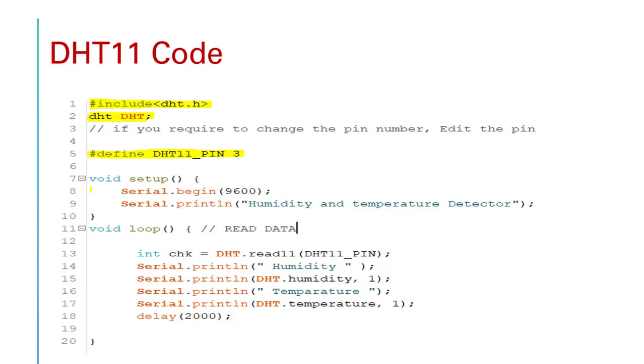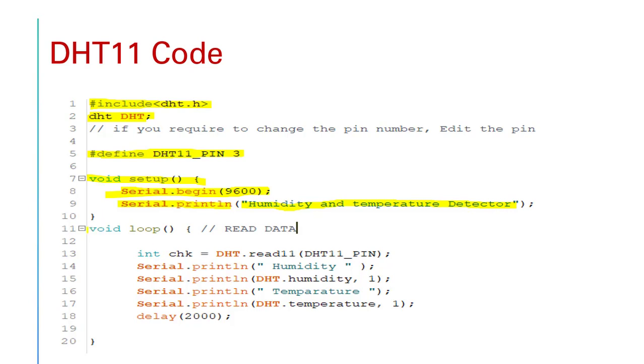That's why the code is written in void setup: Serial.begin. It is a serial communication begin line, and it will begin with a 9600 baud rate. Then Serial.println, where LN stands for new line, will print the message "Humidity and temperature detector" on the first line.